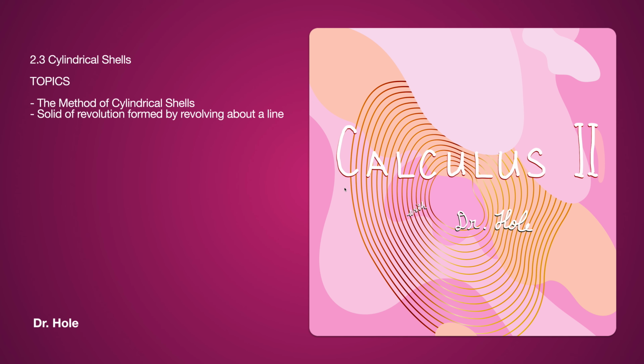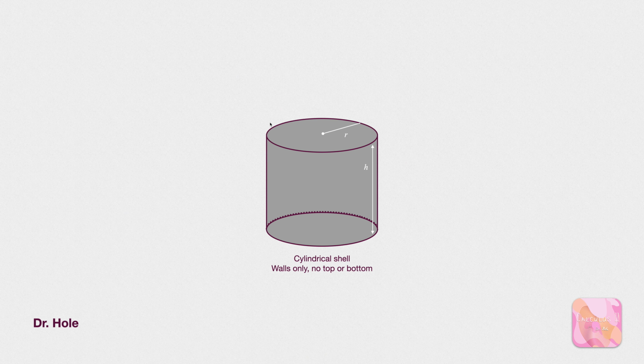In this video, we'll go over two topics. We'll look at the method of cylindrical shells, revolving about an axis, and then we'll come back and talk about what if we were to revolve about an arbitrary line. Let's start with the basic version, revolving about an axis.